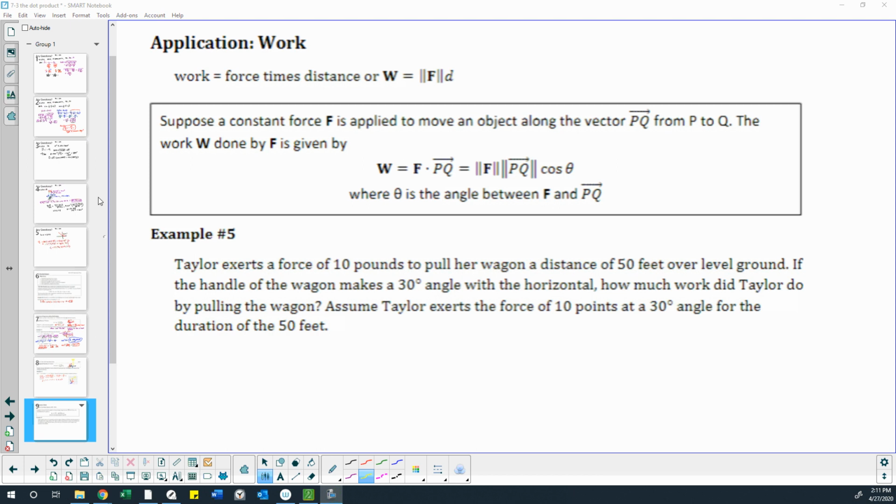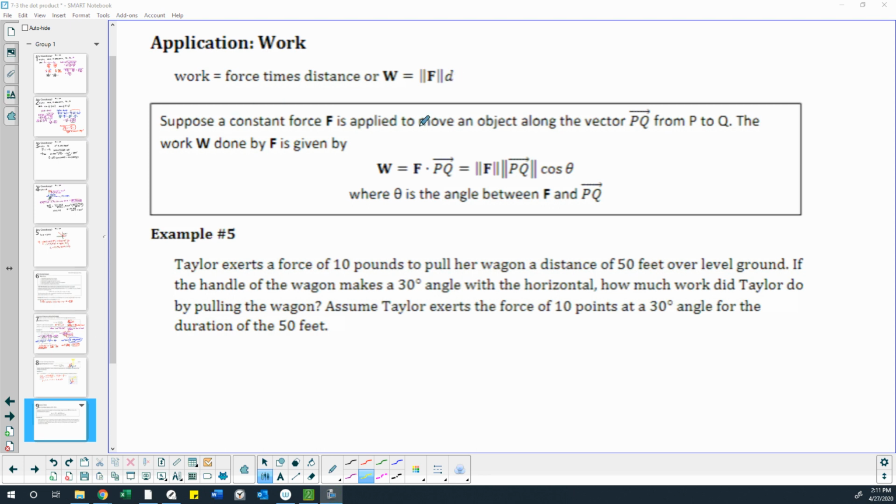All right, work equals force times distance. And force is a vector because we always give a direction and a magnitude for force. Distance is a scalar, it's just a magnitude. So work is a vector times a scalar, which is a vector.